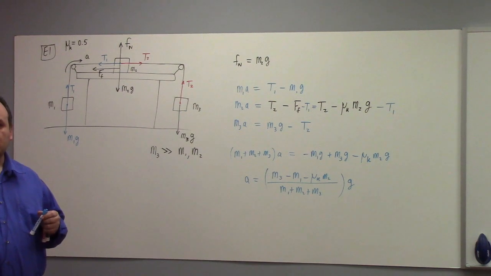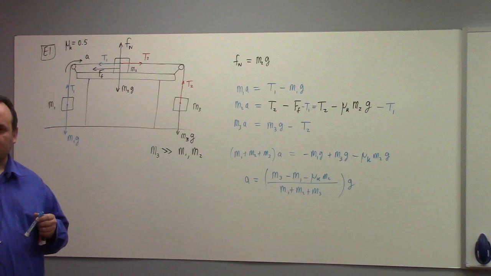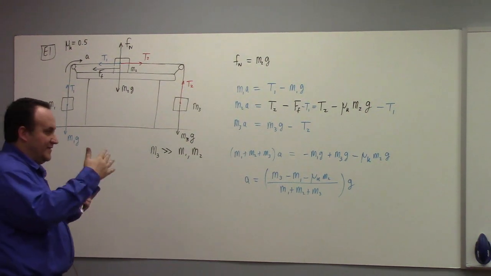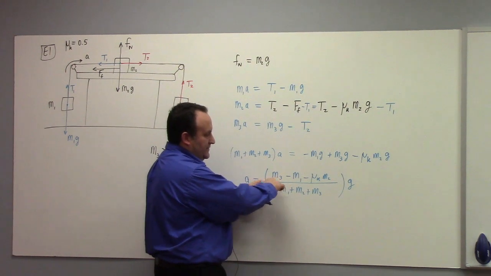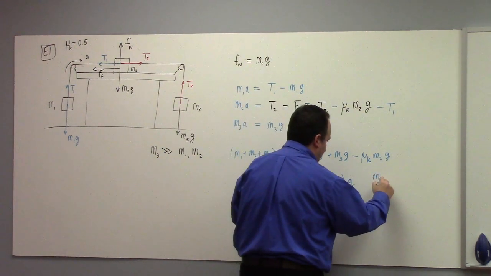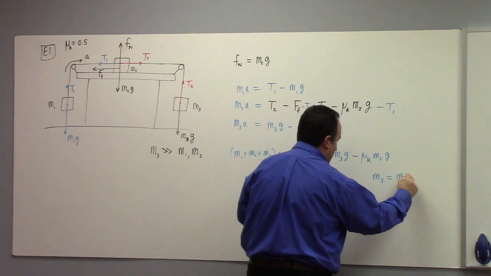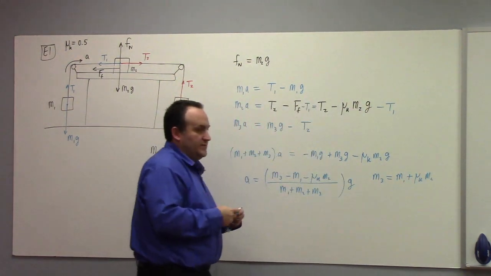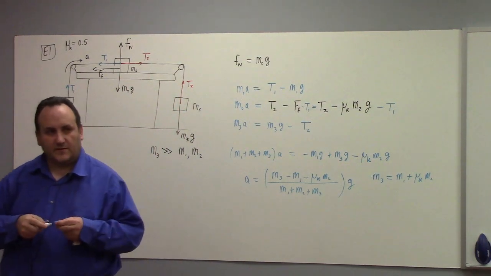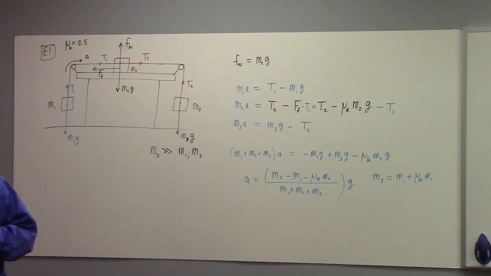And then, of course, you could think about what would make it stop? How much of mass 1 and 2 do you need to make this stop accelerating, for it to balance out? You need that M3 is equal to M1 plus mu k M2. So if you pick a mass 1 and mass 2 whose sum together balances out mass 3 like that, then it wouldn't even fall, right? Anytime you get that much mass, it ceases to move.